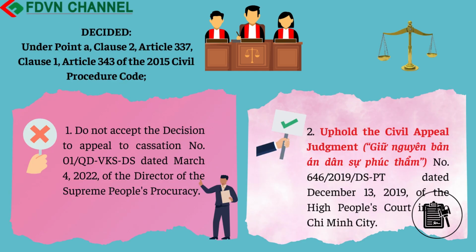For the above reasons, decided, under Point A, Clause 2, Article 337, Clause 1, Article 343 of the 2015 Civil Procedure Code: 1. Do not accept the decision to appeal to Cassation Number 01 EQDVKSDS, dated March 4, 2022, of the Director of the Supreme People's Procuracy. 2. Uphold the Civil Appeal Judgment Number 646, the 2019 DSPT, dated December 13, 2019, of the High People's Court in Ho Chi Minh City.